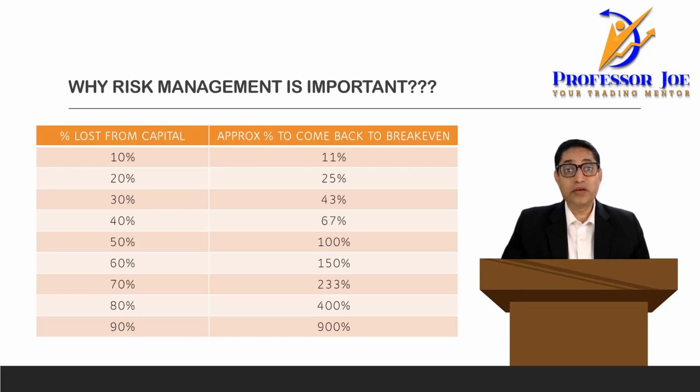And if the drawdown becomes more steep, at 60%, it's 150% you need to recover. At 70%, it's 233% you need to recover. At 80%, 400% you need to recover. And at 90%, that's 900% you need to recover. And if it's 100%, you don't need to worry about anything because your account is already blown out. That is a situation that none of us want to be in.